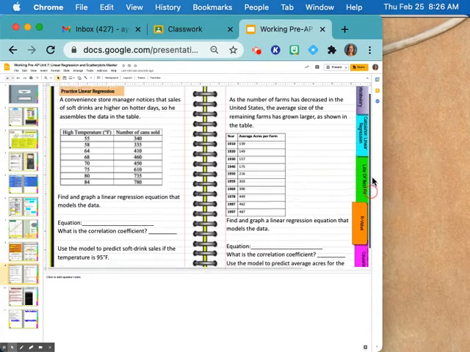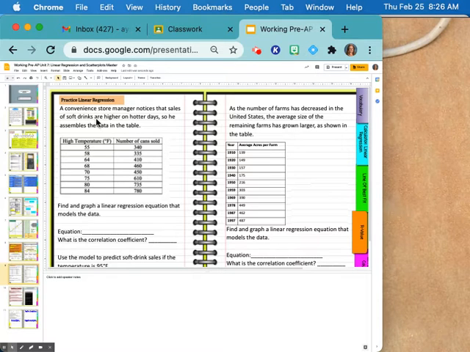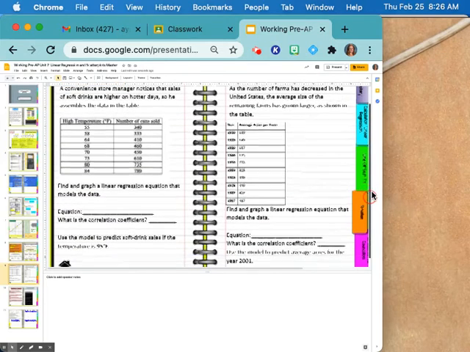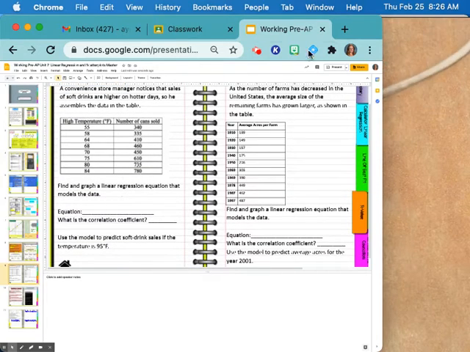All right, let's look at our next set of problems. A convenience store manager notices that sales of soft drinks are higher on hotter days. So he assembles the data. Find and graph a linear regression equation that models the data. Do the equation and then find the correlation coefficient, and then predict the soft drink sales if the temperature is 95 degrees. So I want you to work with your table group on this problem right here. Okay, so I'm going to pause it. If you're at home, just work alone.